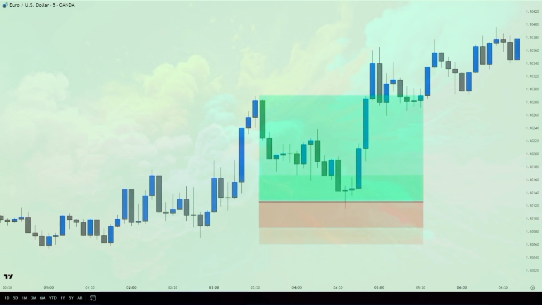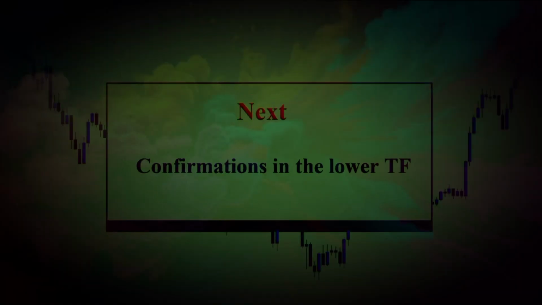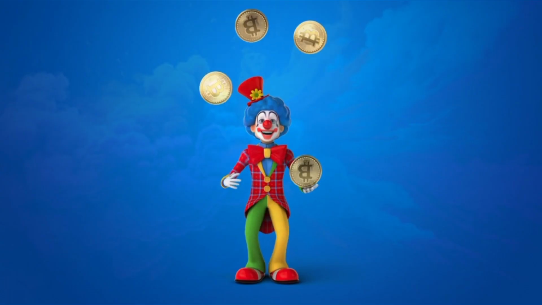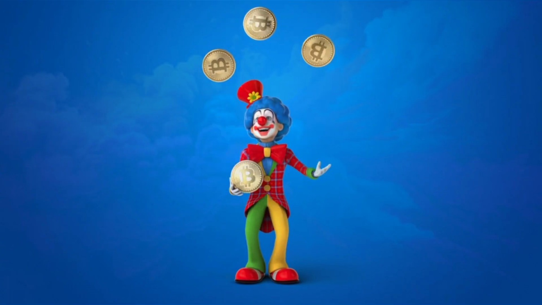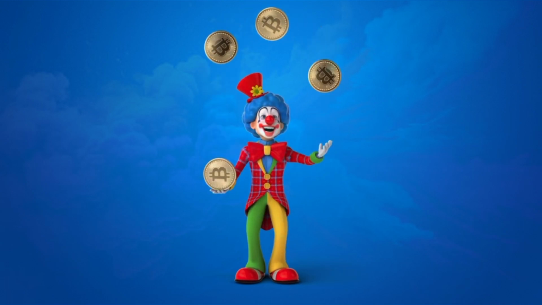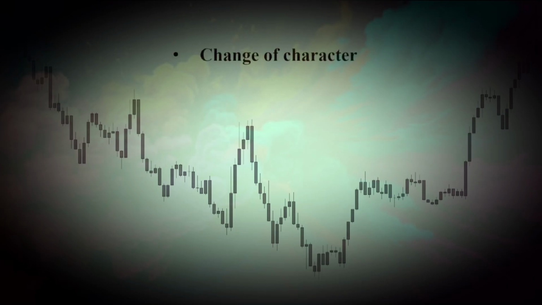The next technique is to wait for confirmations in the lower time frames, which we like to do most of the time, because no matter how good your trading zone is, there is always a chance for the price to ignore and break through it. We've already explained multiple entry techniques you can use in the lower time frames, such as change of character entry or retracement levels. Still, here comes a very important point.